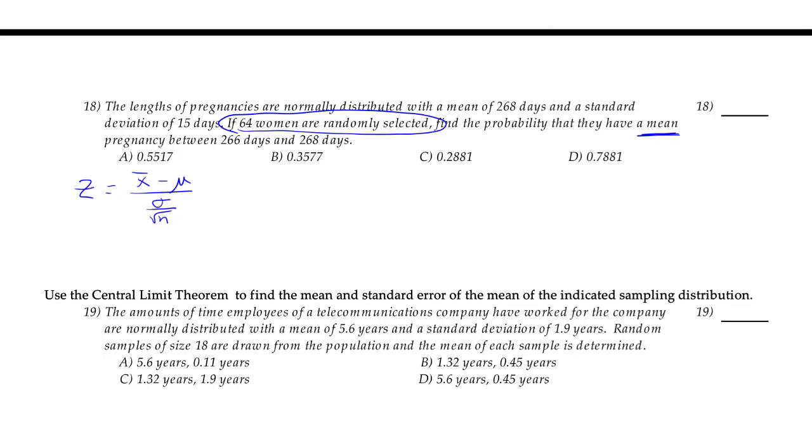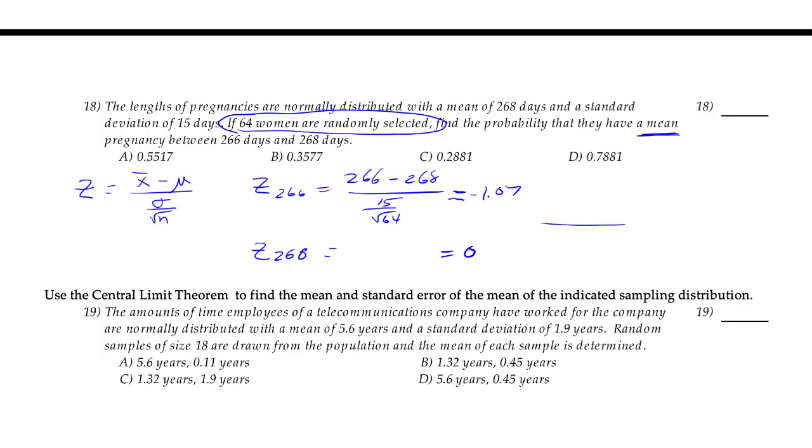Okay, so when we do the z for 266, we're going to do 266 minus 268 over 15 over the square root of 64. And that's going to come out to be about negative 1.07. The one for 268, well, realize that 268 minus 268, 268 is the mean, so this is going to come out to be a z-score of 0.